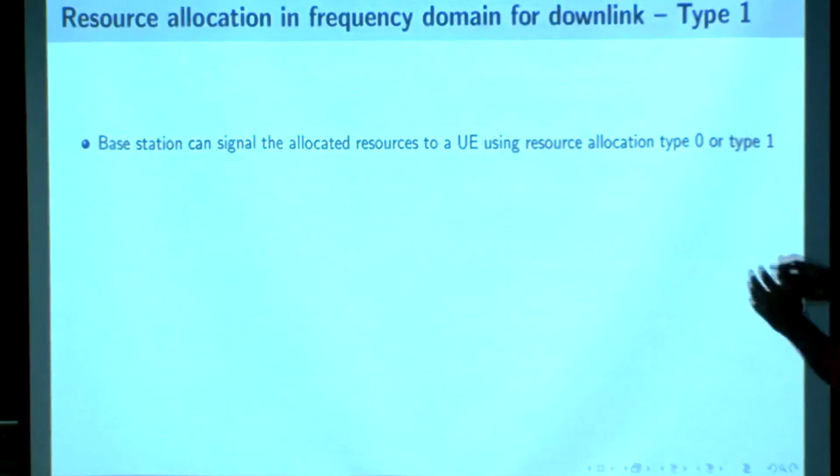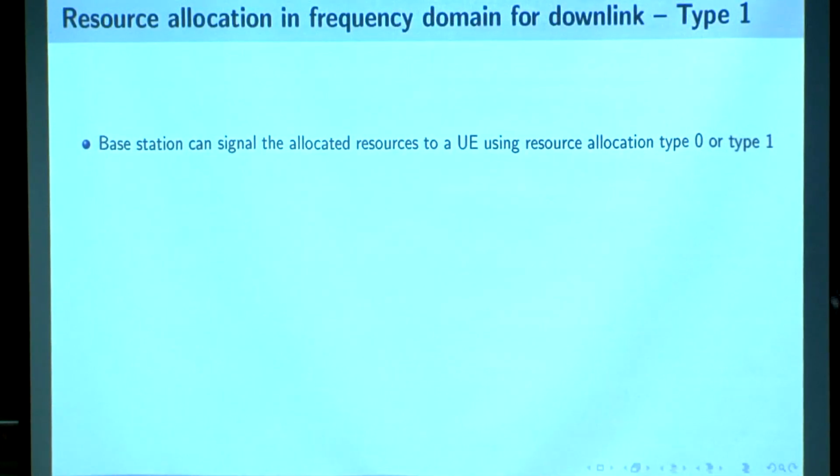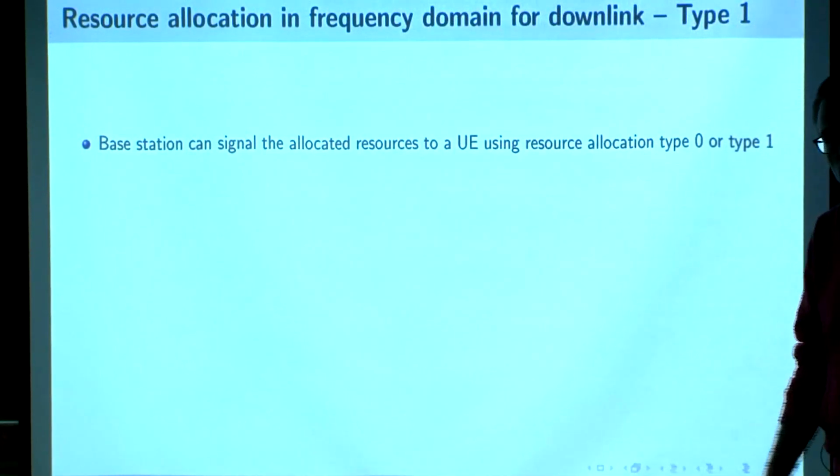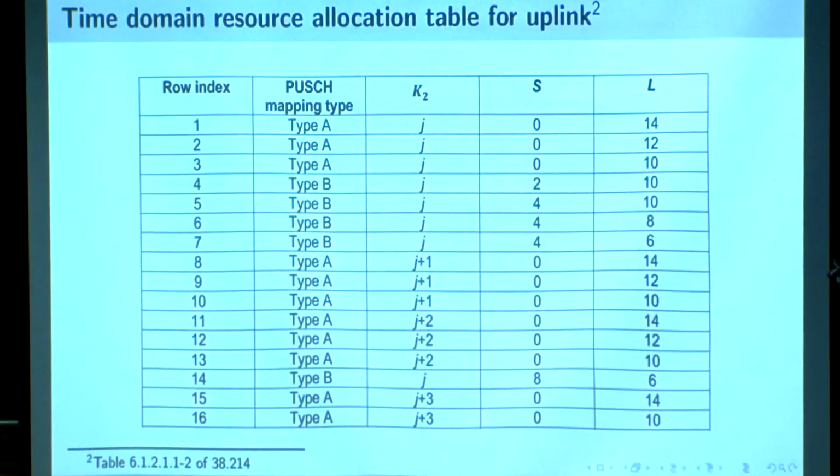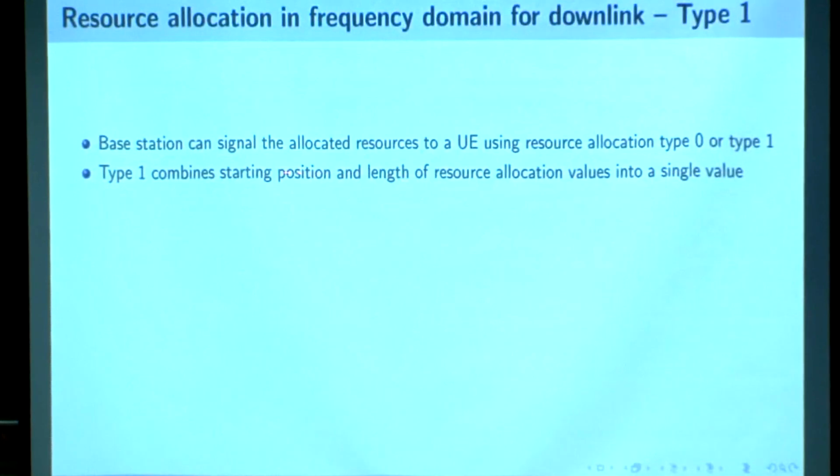Let's look at the frequency domain also. As I said, users need to know where they are located in the frequency domain also. So there are 2 different kinds of allocations used to schedule users in the frequency domain. They are called type 0 and type 1. Each one has its own use. There is no such type 0 and type 1 for the time domain. For frequency domain allocation, there is type 0 and type 1. What are these types?